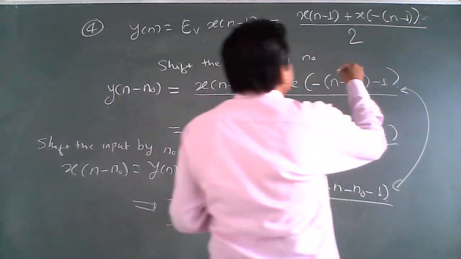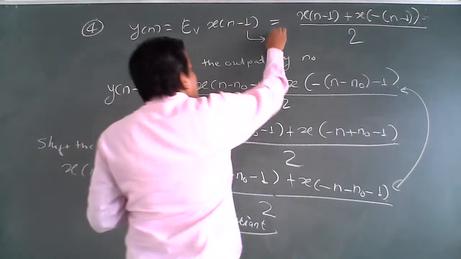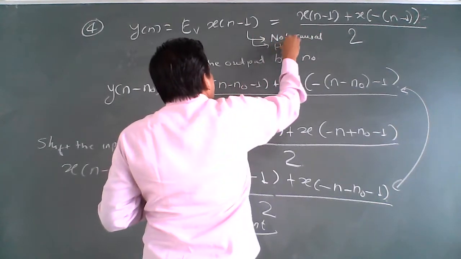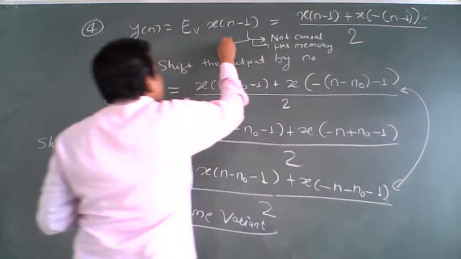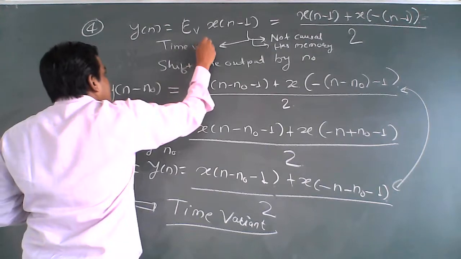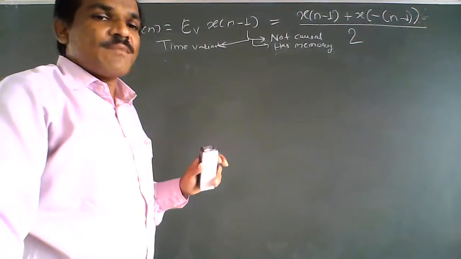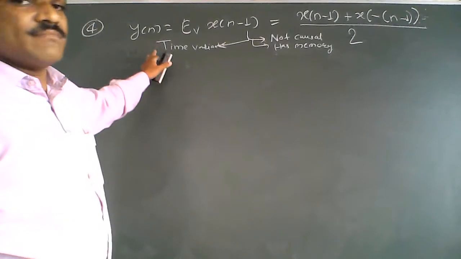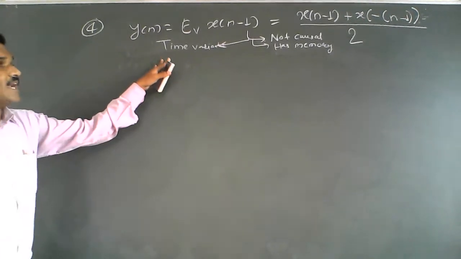So for this particular system, we have identified that the system is not causal. The system has memory. Then we have also identified that the system is time variant. Now we have to check the next property, the linearity property. To check the linearity property, this system must follow the superposition principle, or you can say it must follow the homogeneity and additivity property.